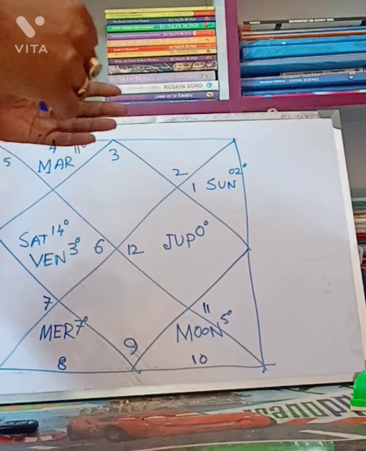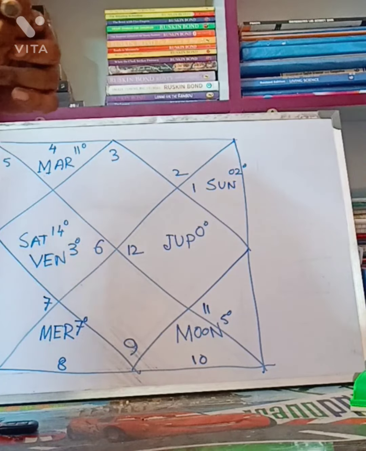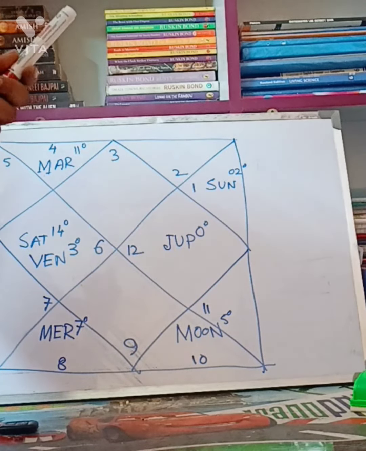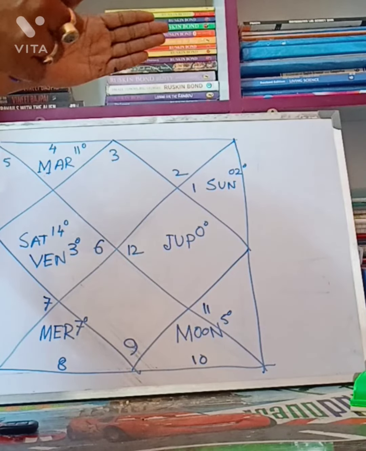Today we will know how to arrange the planets according to their degrees. Degree wise, we will learn how to put the planets in order. So we will see it with a chart here. Friends, this is a chart of a male native. The ascendant is Gemini.